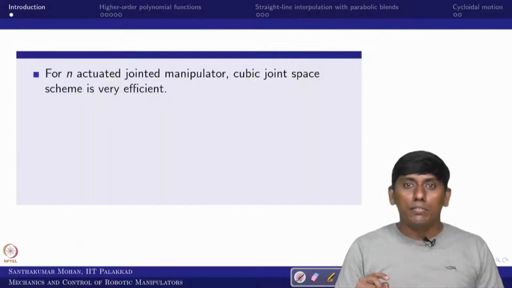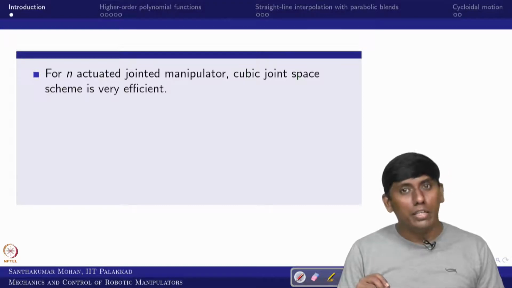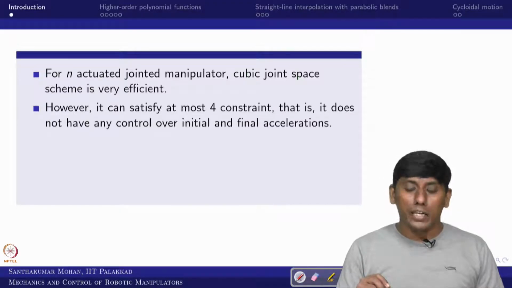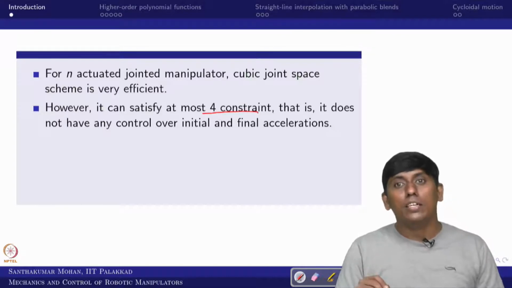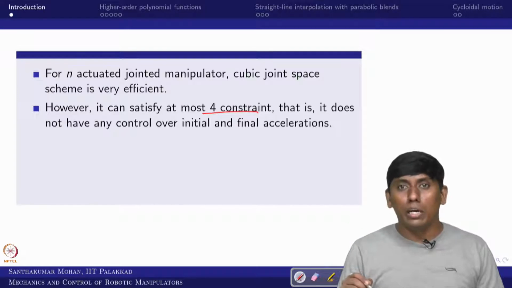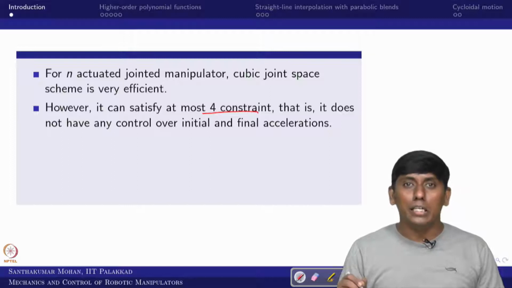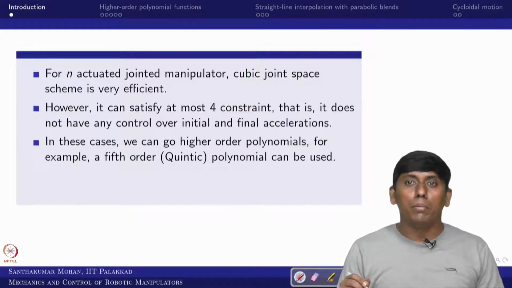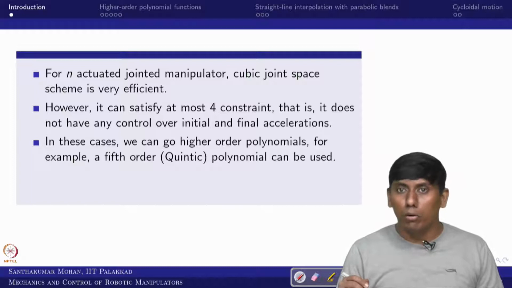Now let us come back to what we have done with the cubic polynomial. For an n-actuated joint manipulator, the cubic joint space scheme is obviously very efficient, but it satisfies only 4 constraints, as we already saw: the initial and final positions, and the initial and final velocities. There is no control over the initial and final acceleration, which is one of the limitations.